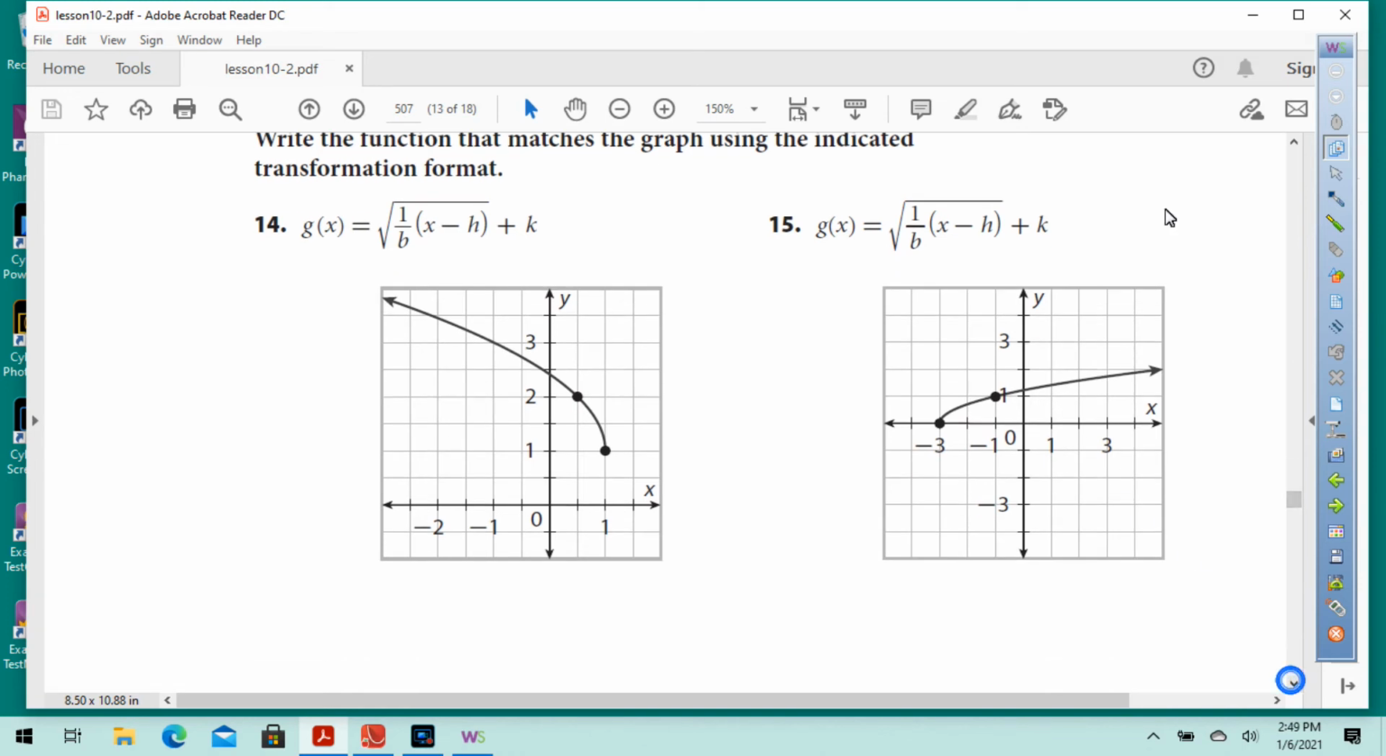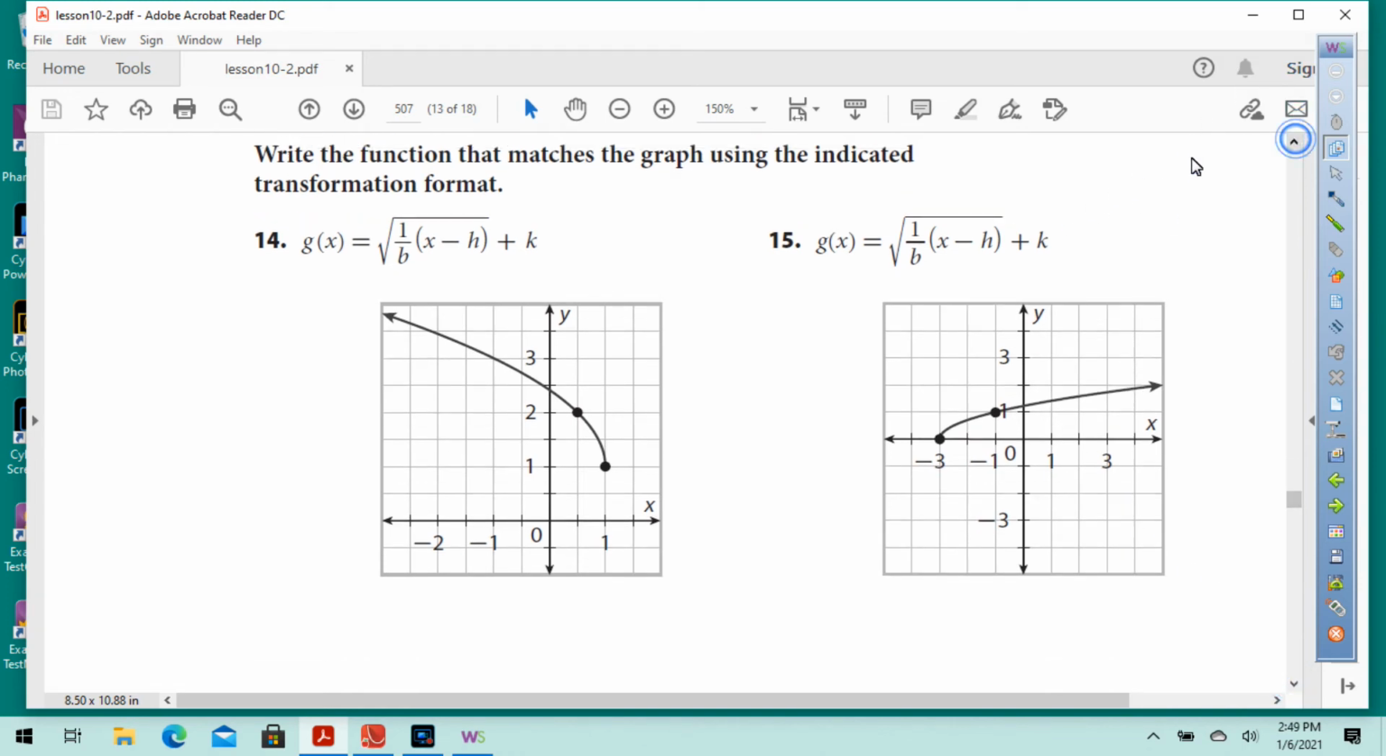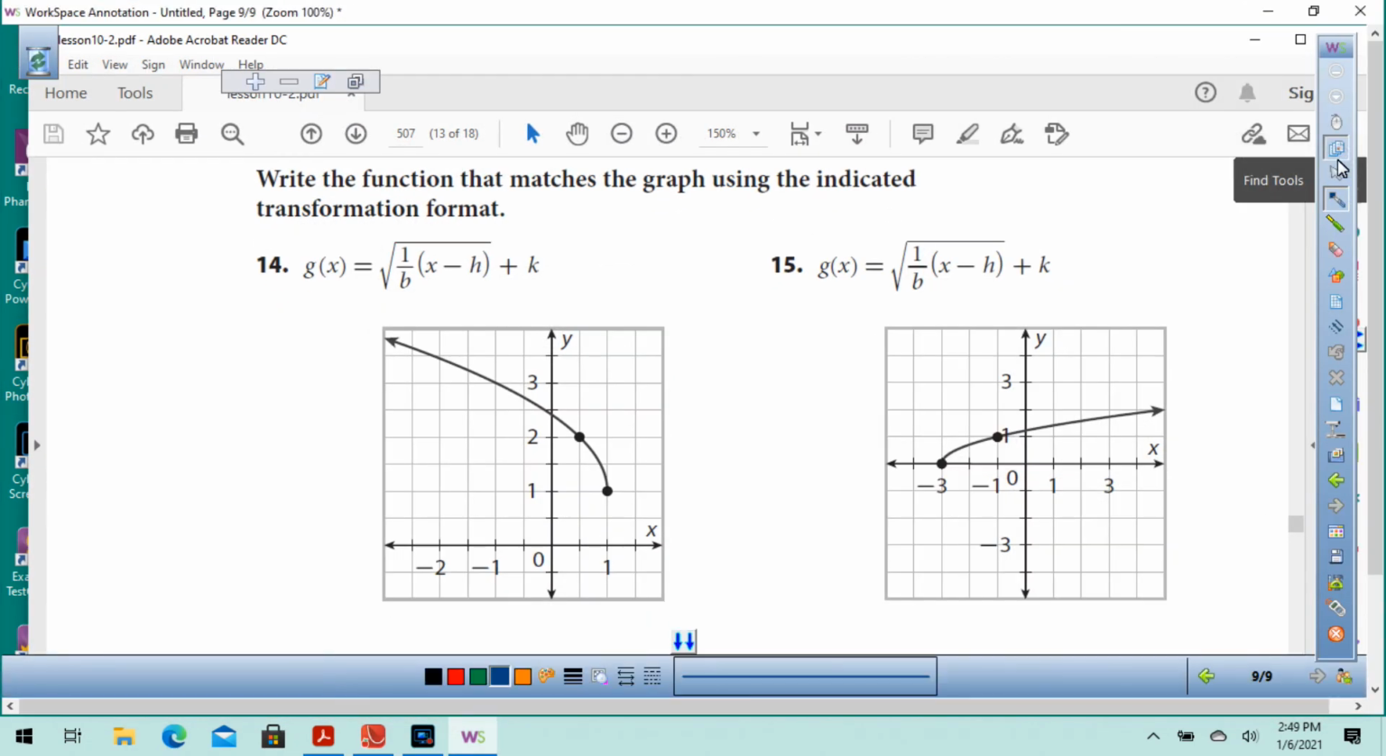Now it doesn't want to, oh, there it is. Uh-oh. Write the function that matches the graph using the indicated transformation format. Okay, well, what do we know? Well, this point here gives us our h and our k. And let's see, so that is 1 and 1.